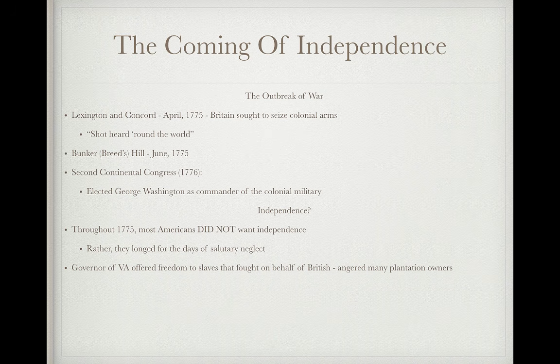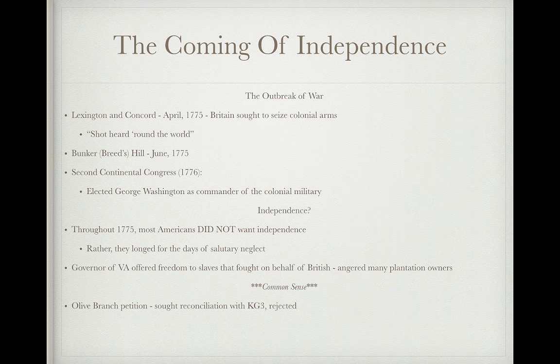The governor of Virginia, seeing that war was kind of imminent, offered freedom to slaves that fought on behalf of the British. And this really angered a lot of plantation owners, some of which were loyal to the British crown. Now, in January of 1776, a very famous book is written, Common Sense. It's starred, you gotta know it.